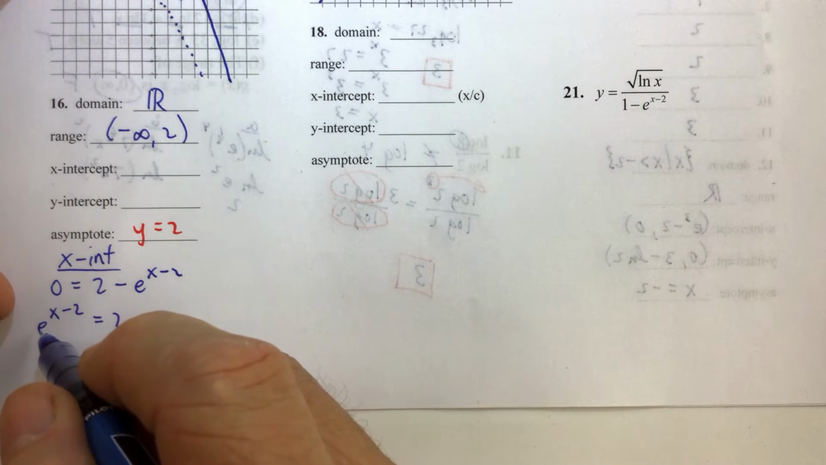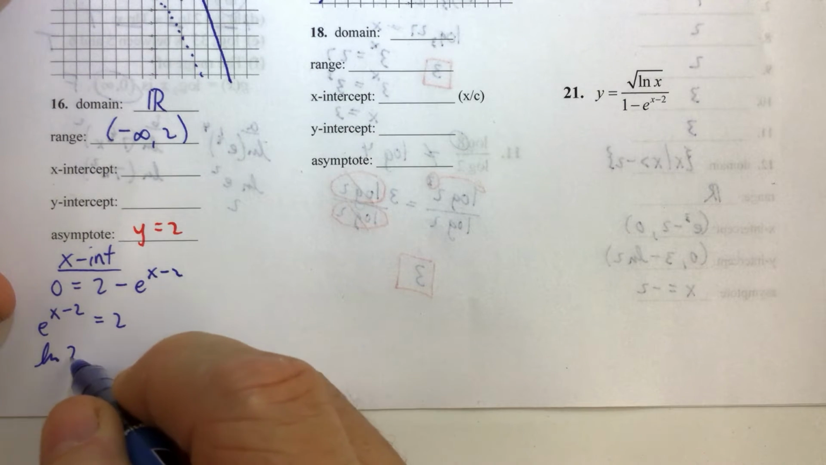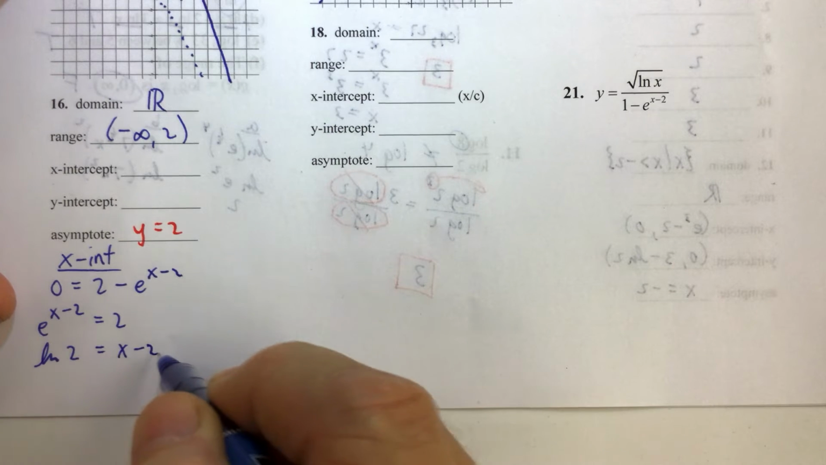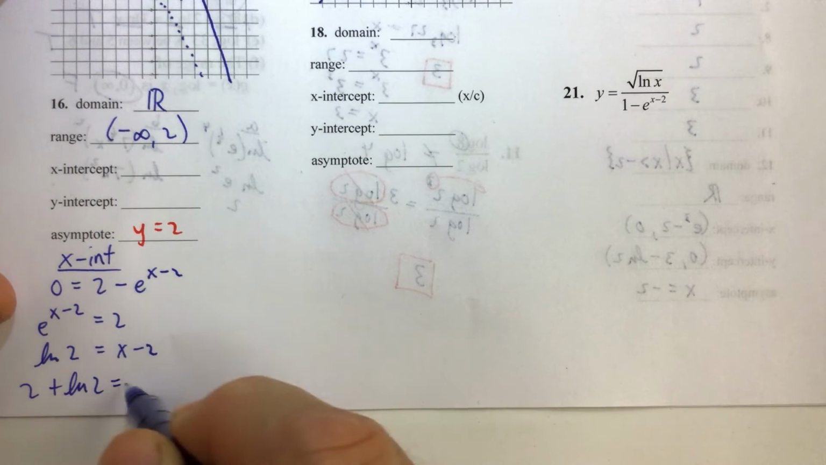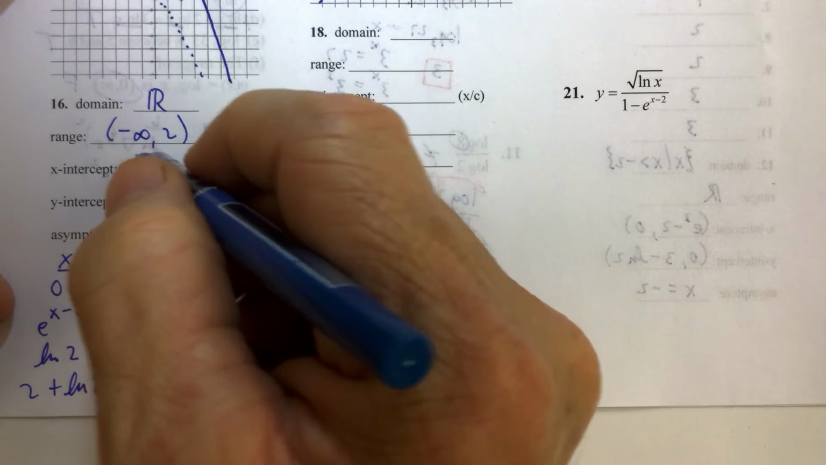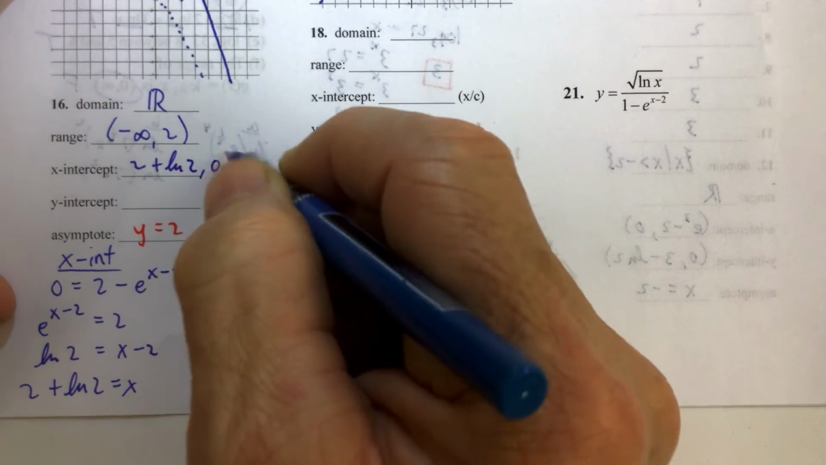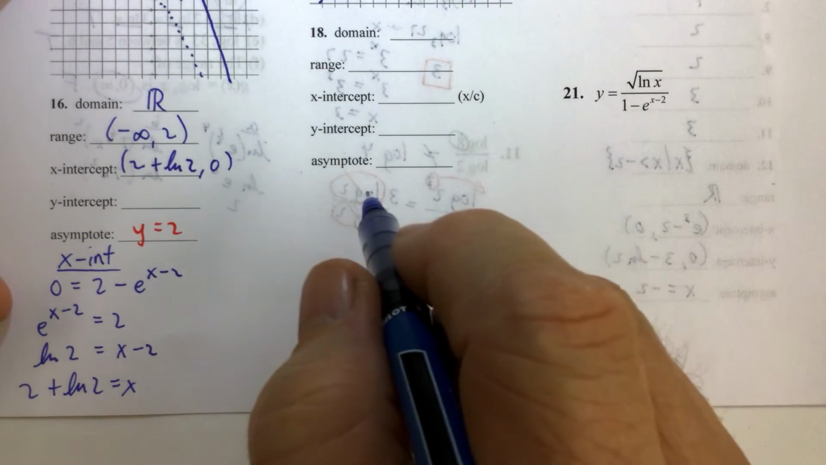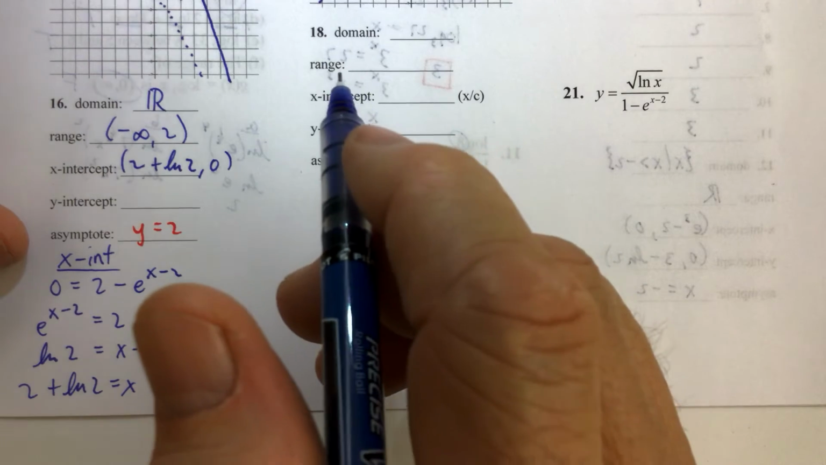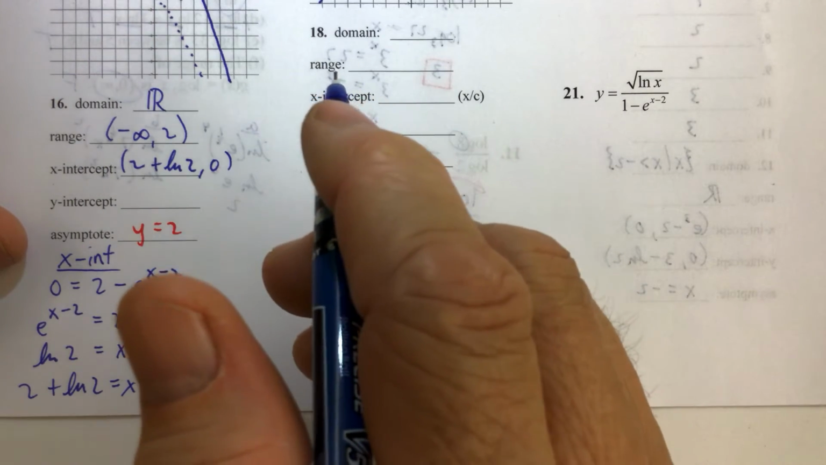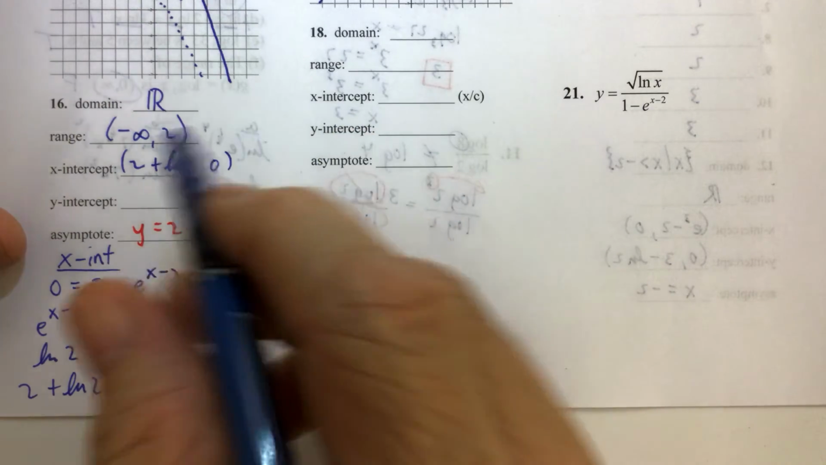So we can rewrite this. Log base e of 2 is equal to x minus 2. Adding 2 to both sides, we get 2 plus ln of 2 is equal to x. That's the x-intercept. (2 plus ln 2, 0) is the x-intercept. You can't simplify that anymore. ln of 2 is a number, and you're adding it to 2. So ln of 2 is an irrational number, meaning the decimal goes on forever, and adding that to 2.